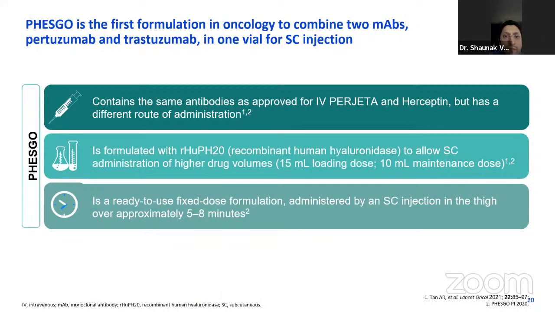So Phesgo is the first formulation to combine 2 monoclonal antibodies in one vial for subcutaneous injection. It is formulated with recombinant human hyaluronidase to allow subcutaneous administration at higher drug volumes, 15 ml loading dose and 10 ml maintenance dose. And it is a ready-to-use fixed dose formulation given over 5 to 8 minutes. It is administered subcutaneously in the thigh. Next slide.